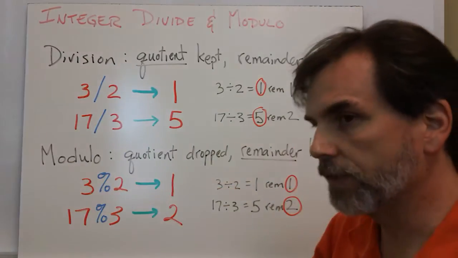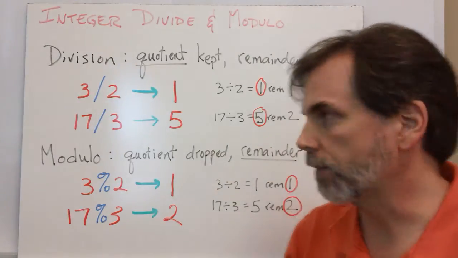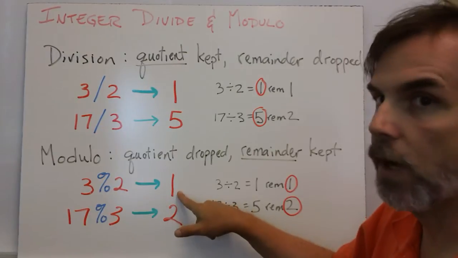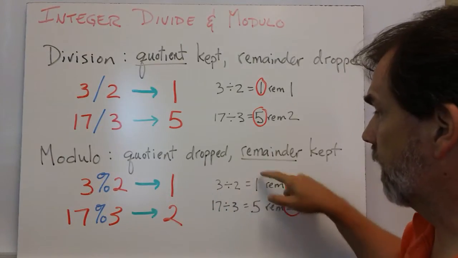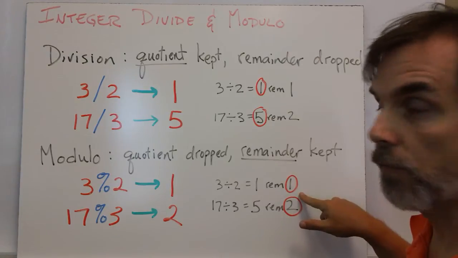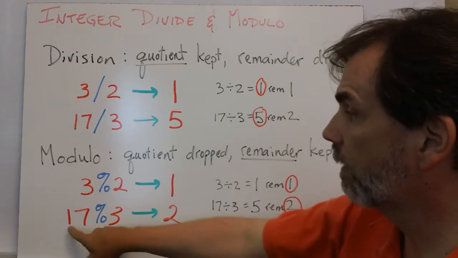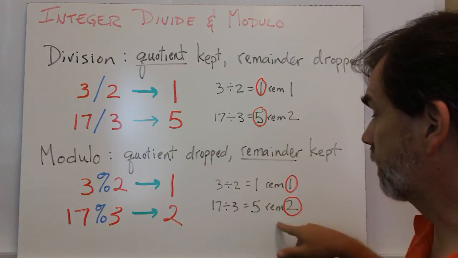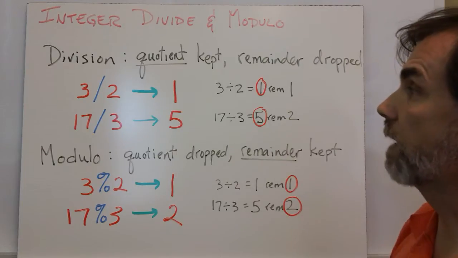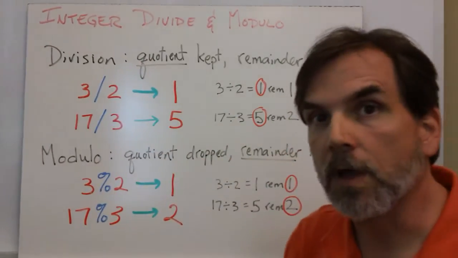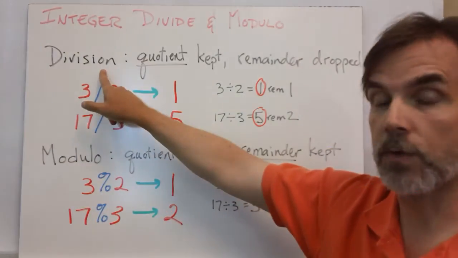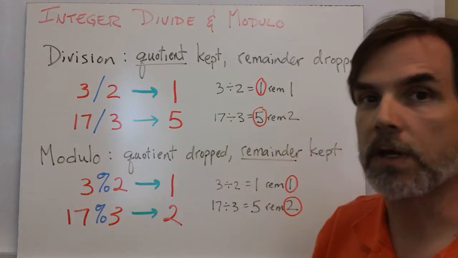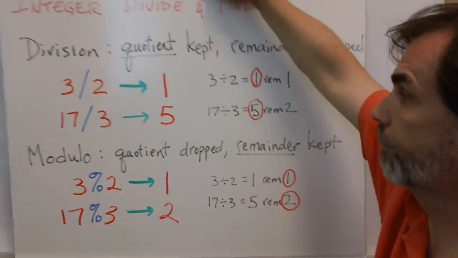Now modulo is the opposite. We only care about the remainder. And so we drop the quotient and we keep the remainder. 3 modulo 2 is 1, because when we divide 3 by 2, we get 1 with the remainder of 1. And the remainder, the modulo, is 1. 17 modulo 3, we get 2. 5 remainder 2. The 5 doesn't matter. 2 is the answer. Okay, so that's division and modulo on integers. Division works the normal way on floating point numbers with fractions, and modulo doesn't work at all with floating point numbers.